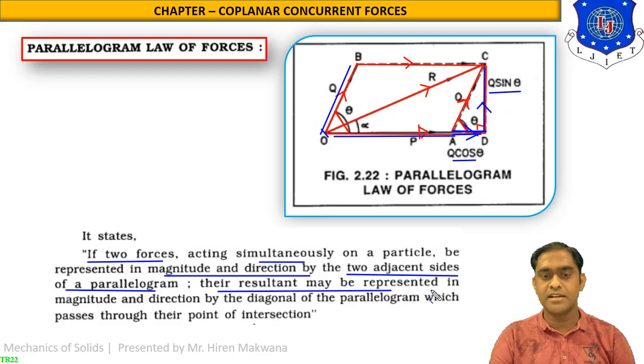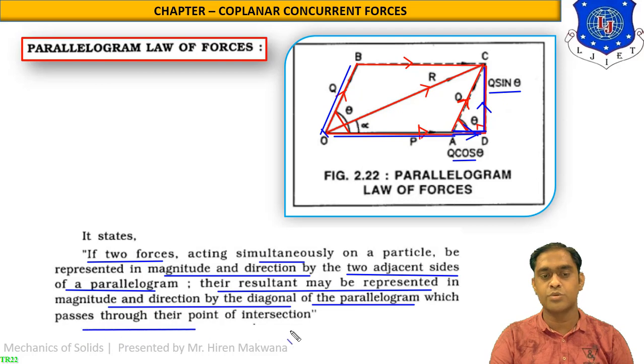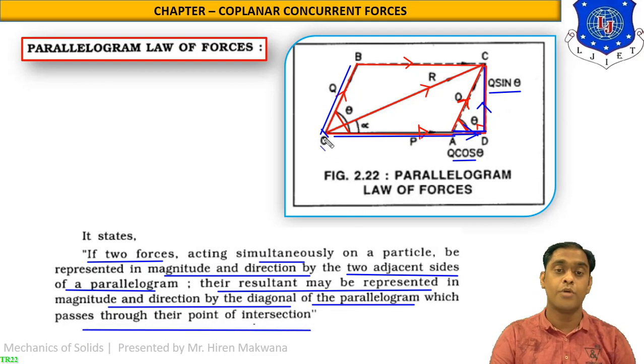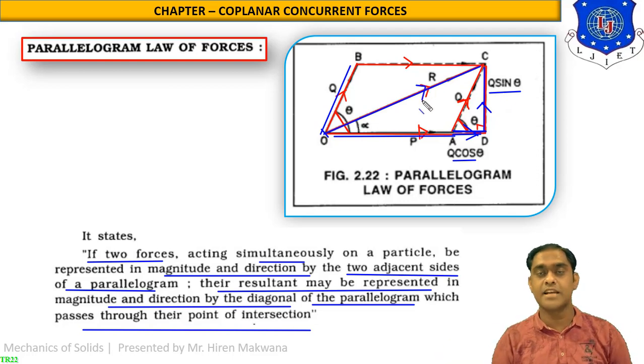Now the resultant may be represented in magnitude and direction by the diagonal of the parallelogram which passes through their point of intersection. Point of intersection O is the intersection point of P and Q forces, and the diagonal is represented by a resultant force R. So this is the statement of the law of parallelogram of forces.